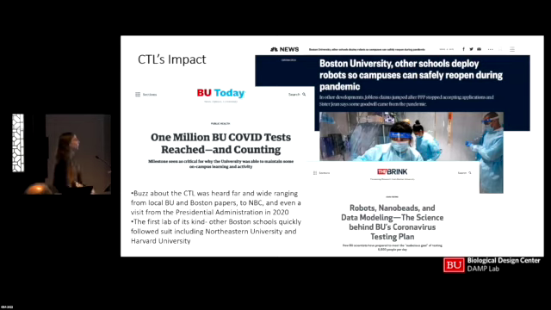And so since it was one of the first ones around, that was why the presidential administration came. It was definitely one of the first in Boston. And so a few other Boston schools, including Northeastern and Harvard, created their own testing labs afterwards.